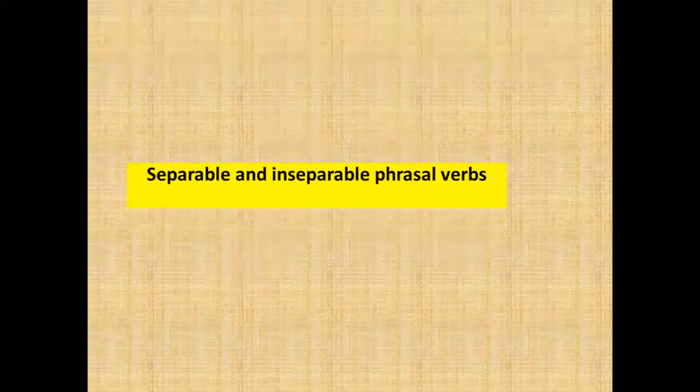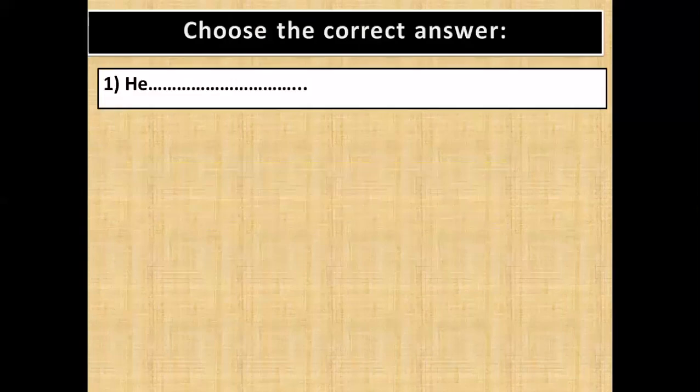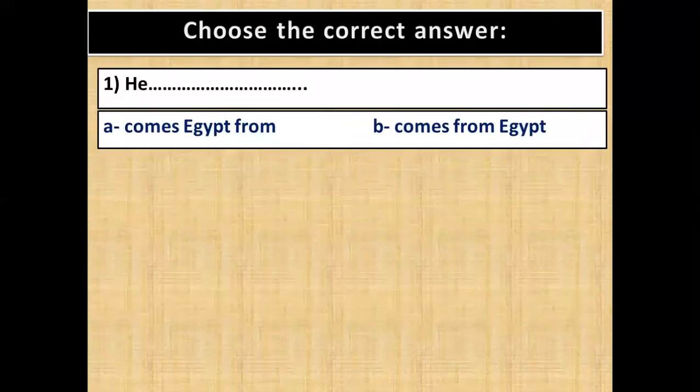Now, there are two kinds of phrasal verbs: separable phrasal verbs and inseparable phrasal verbs. What is the difference between them, and what does separable phrasal verb mean, and what does inseparable phrasal verb mean? Let's see. Now, I ask you to choose the correct answer. He comes Egypt from, or he comes from Egypt. Which one is the correct choice? I will say he comes from Egypt.